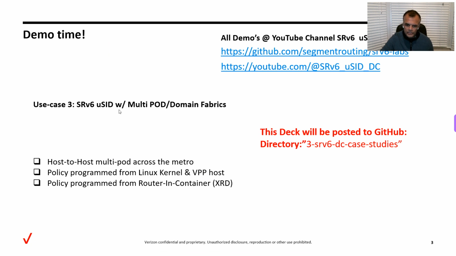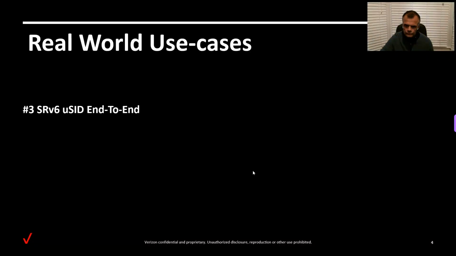The goal of this presentation is on the topology. It's a multi-pod, multi-domain fabric. We'll be doing 3 different types of host attachments that we'll go over: Linux kernel, VPP, vector packet processing, and then router in a container. The real good world use case we will be going over today is SRv6 uSID end-to-end.